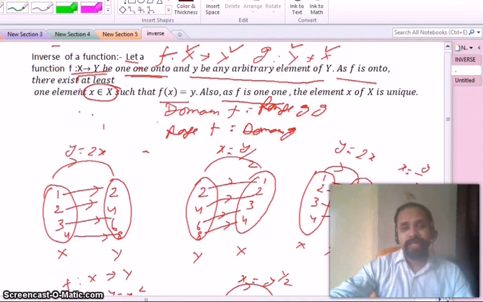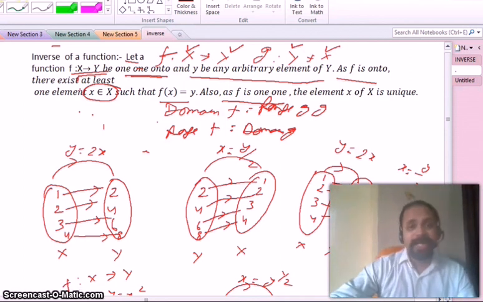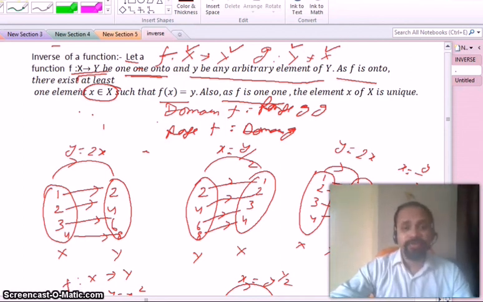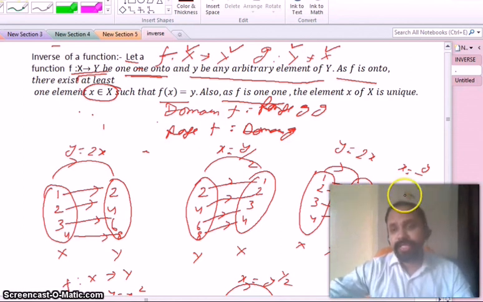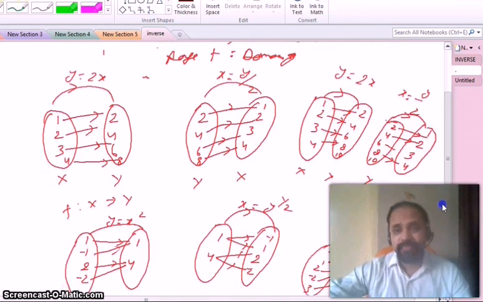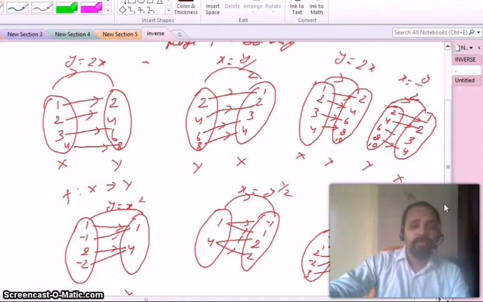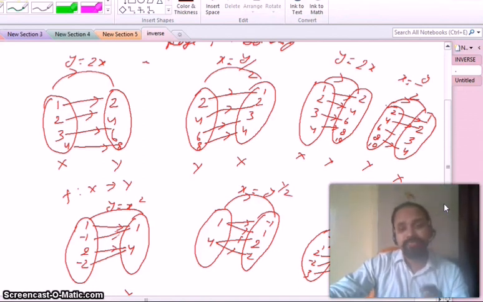So, I just told you the basic criteria of the inverse of a function: if we want to find the inverse of f from X to Y, then there must exist a function g from Y to X, and the main criteria is that the domain of f must be the range of g, and the range of f must be the domain of g. Let us see why this is the basic criteria of an invertible function, that the function must be one-one onto.